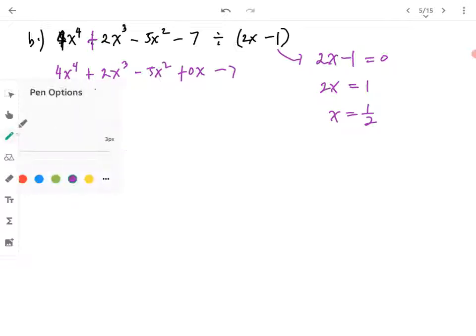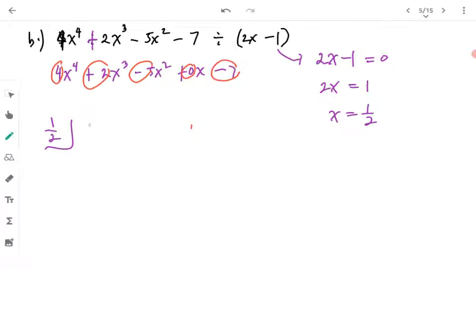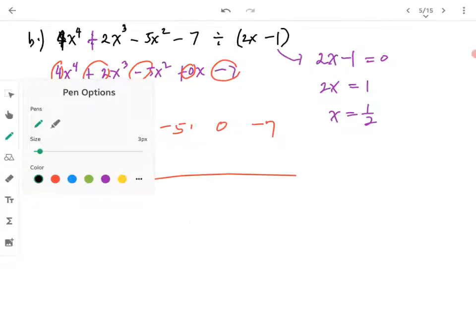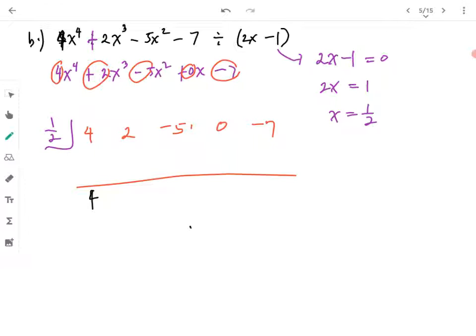Then we take out the coefficients: the 4, the positive 2, the negative 5, the 0, and the negative 7. So you have 4, 2, negative 5, 0, and negative 7. Then we bring down the 4. Then from there, we multiply. 1 half times 4 is 2. Add 2 and 2, you get 4. 1 half of 4 again is 2.